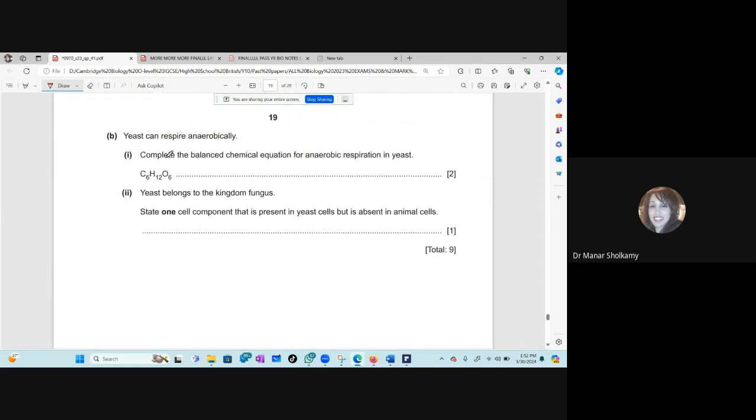Okay, this doesn't finish. Yeast can respire anaerobically. Complete the balanced chemical equation for anaerobic respiration in yeast. Glucose is broken down to give me what? 2C2H5OH. Yes, alcohol, plus 2CO2. Is this balanced? Yes, 2 here and 2 here. Well done.